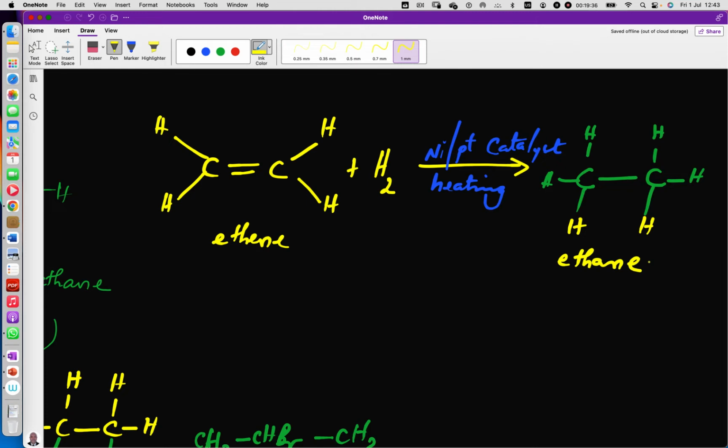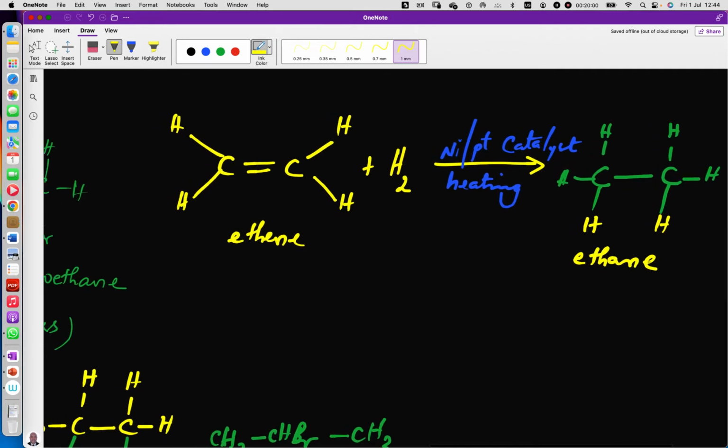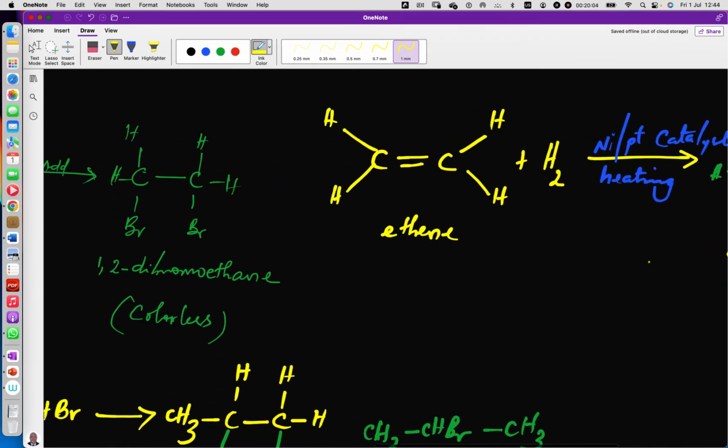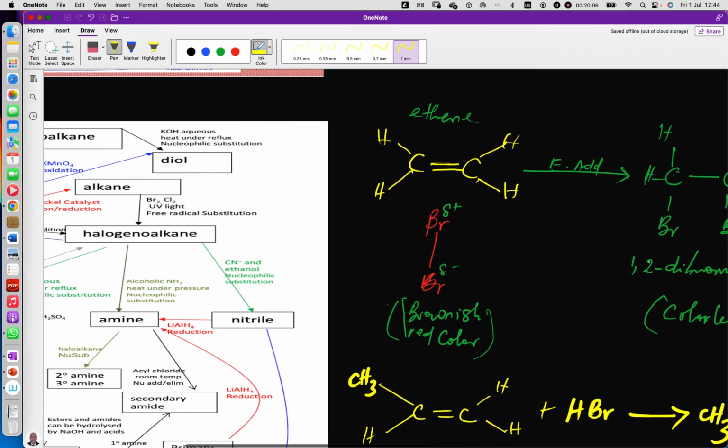We call this process hydrogenation. Addition of hydrogen to what? To an alkene molecule. So an alkene molecule here is ethene, and on adding hydrogen using a nickel catalyst or a platinum catalyst, and by heating it, our product will be an alkane. So an alkane, and the alkane is ethane. So ethene to ethane.